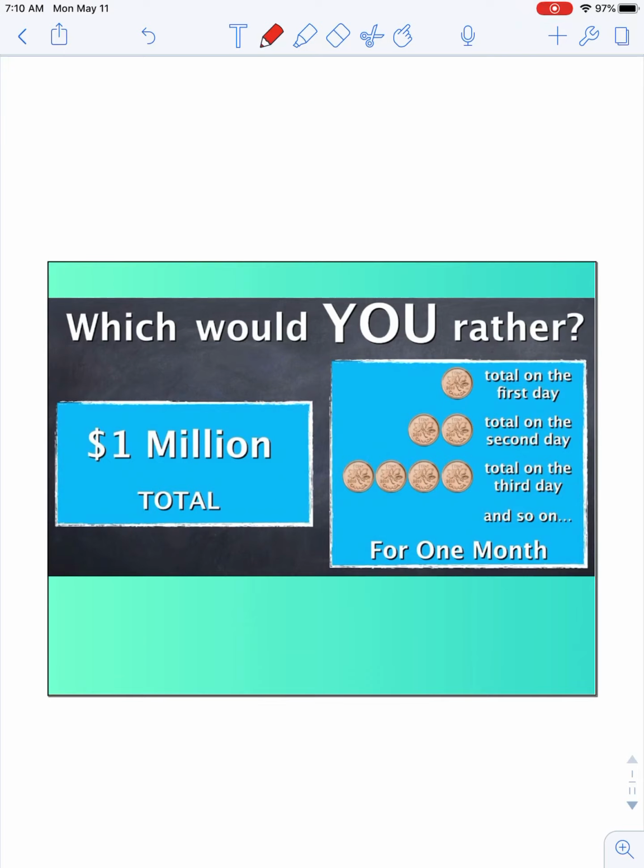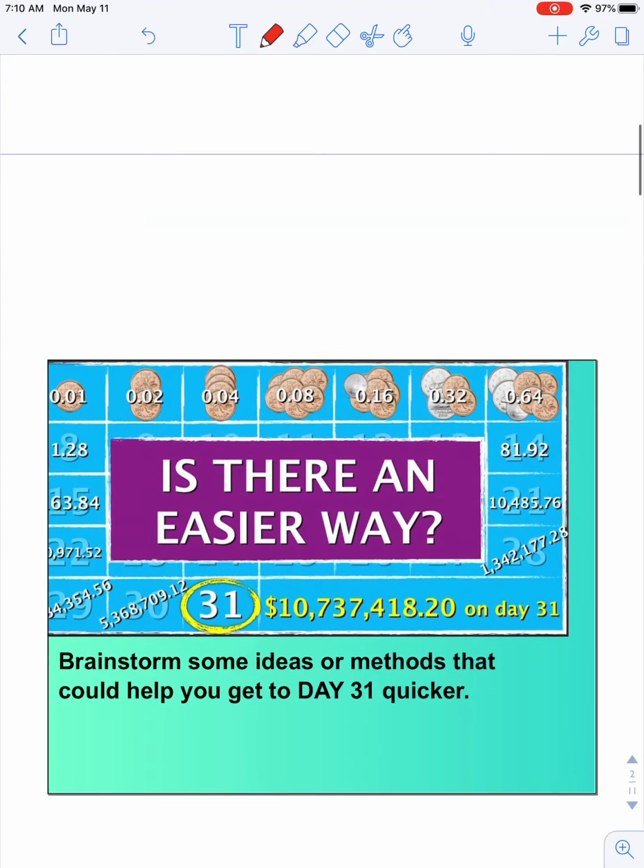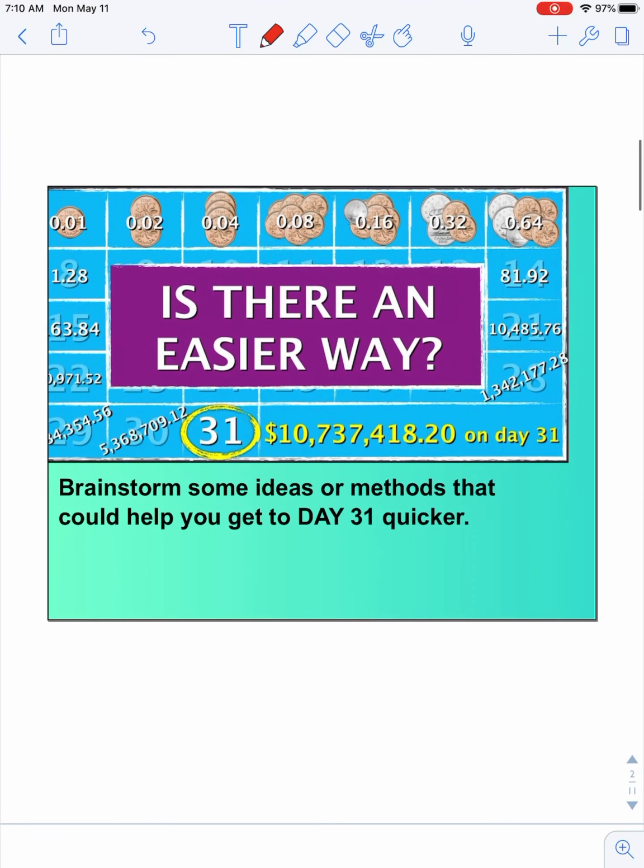Would you rather have $1 million right now today just given to you, or would you rather have 1 cent doubled for 1 month? And it's an interesting question. You may have been posed this before, but of course, if we had some more time in class, we would actually explore this a little bit more. But it turns out it's much better to double a penny for 31 days.